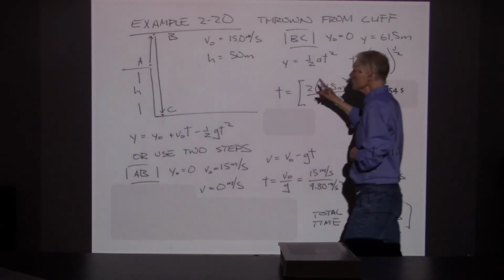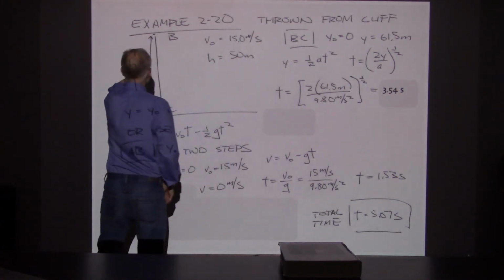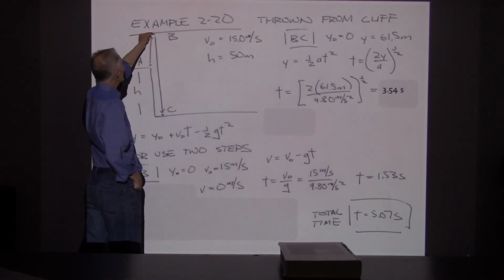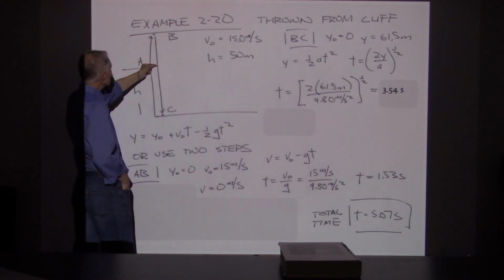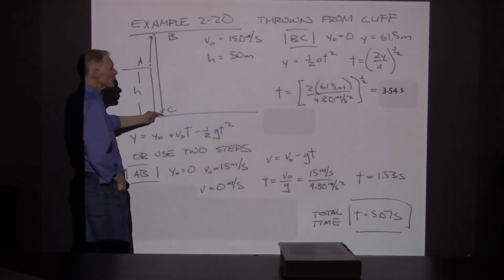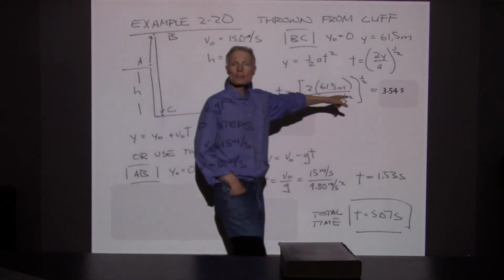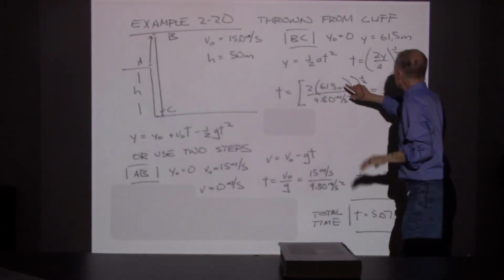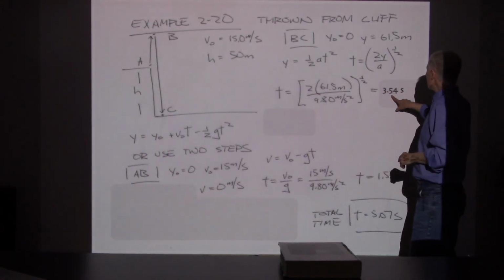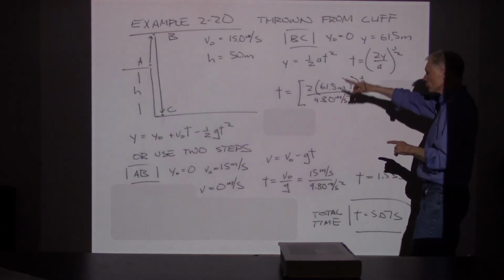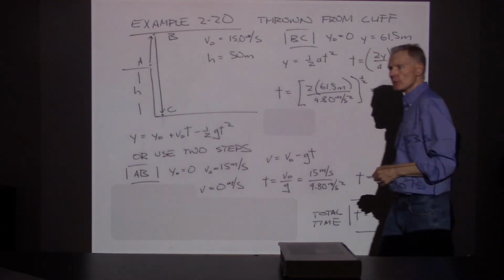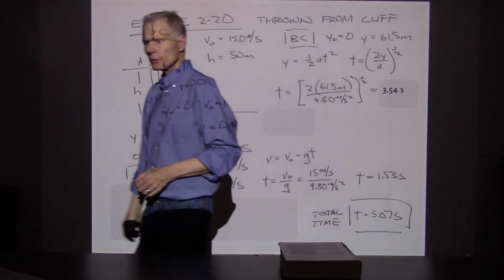So the total distance this is going to drop. Remember, this went up to a height of 11.5. On the way down, it's going to go through the 11.5 plus the additional 50 meters, and so that's where I'm getting the 61.5 from. So this becomes 61.5. I plugged all the numbers in. I'm getting 3.54 seconds for the way down, added to 1.53. The total time works out to be 5.07.